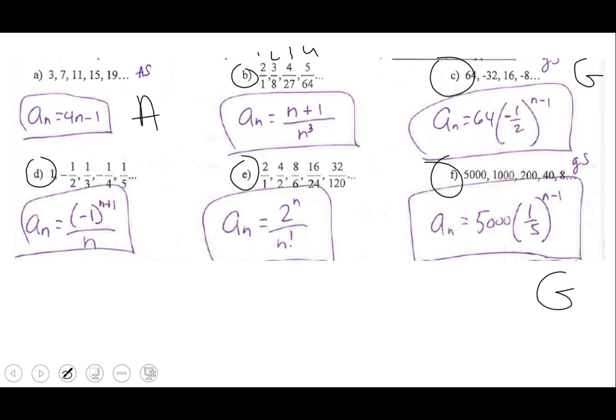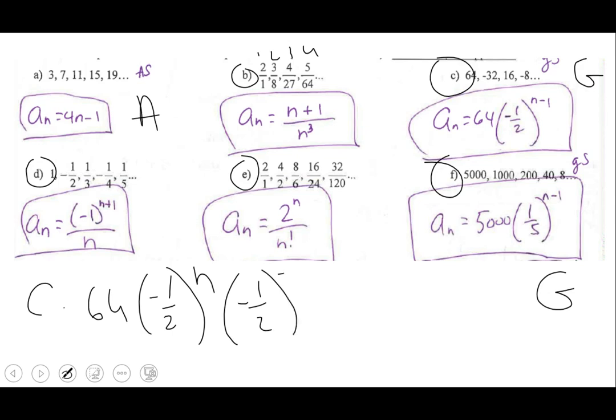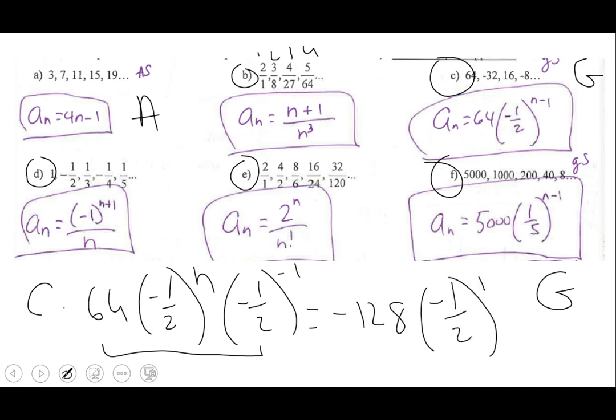Last thing I want to point out here is, again, for C and F, each of those has an equivalent equation using n as opposed to n minus 1. So let's say for number C, if you instead wanted to find an equivalent formula, you could do 64 times (-1/2) to the n times (-1/2) to the -1. If you were then to consider (-1/2) to the -1, the -1 means you're flipping the fraction. So instead of being -1/2, it would actually be a -2. -2 times 64 would give you -128. And then you'd be left with (-1/2) to the n.